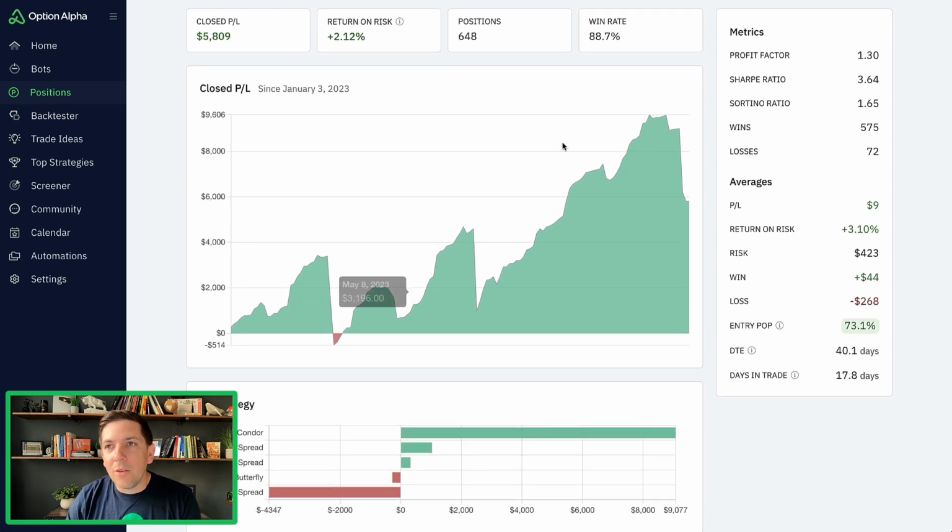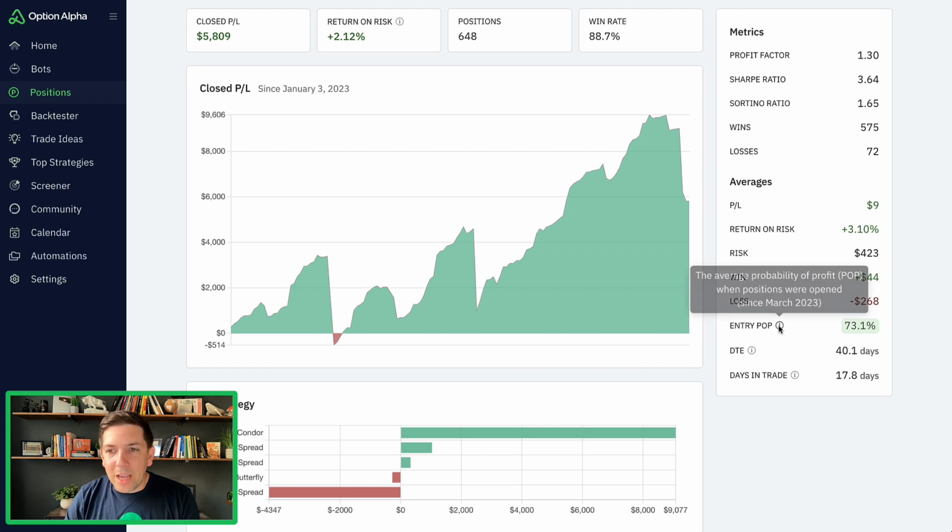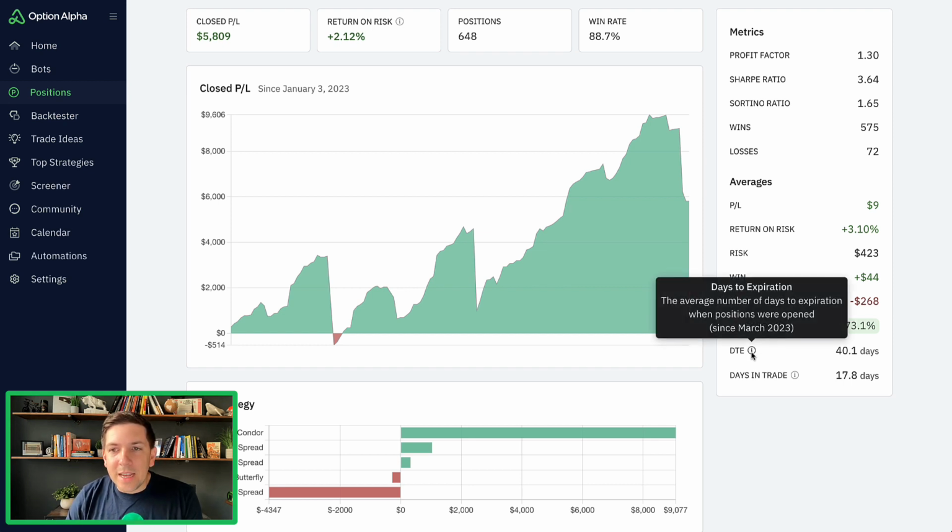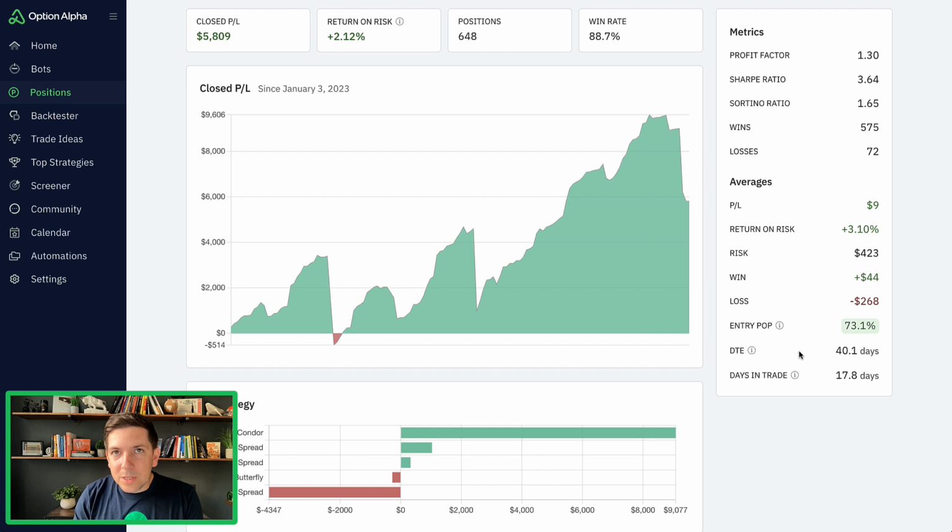So here, for example, if you went through your live trades year to date, you can see your closed P&L, you can see all of your important metrics. These are going to be your position averages on the right-hand side. So your risk, your wins, your average win, your average loss, average entry, probability of profit since we started tracking this basically in March 2023. So this is about the average probability of profit for trades that you got into. The average days to expiration that you entered positions, so were you entering positions 40 days out or 20 days out, and the number of days held.